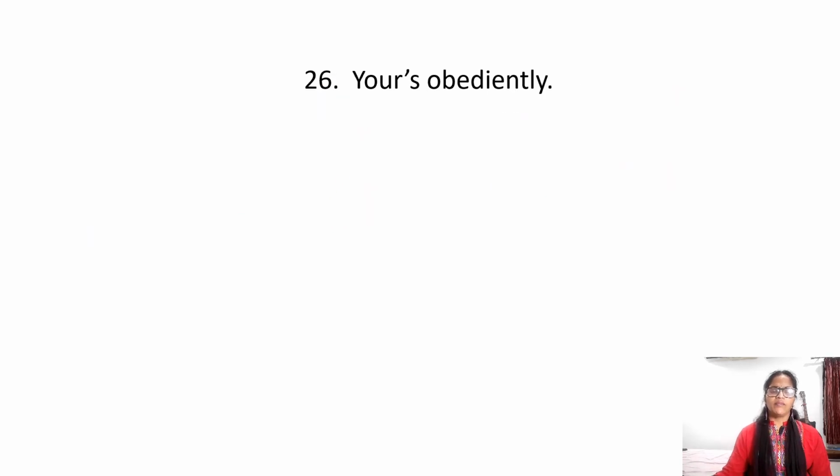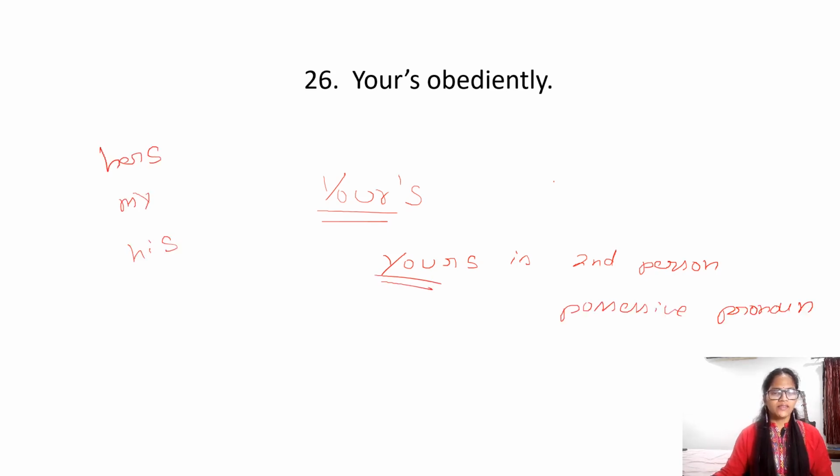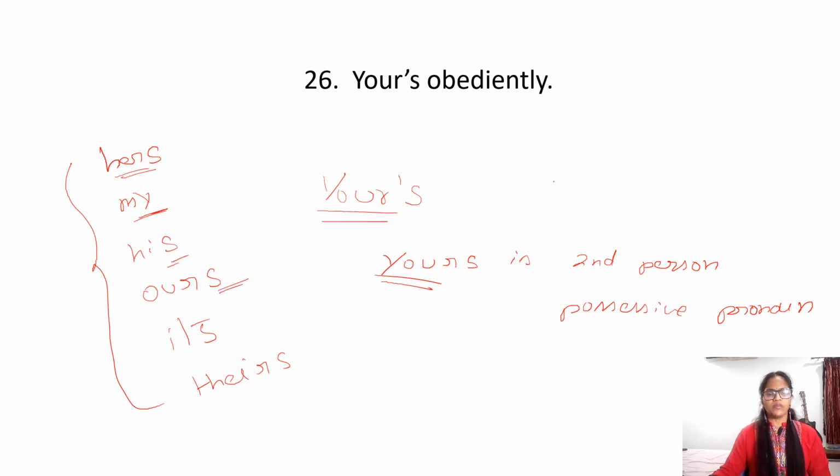Yours obediently. Now this is one of the mistakes I have seen most of the students committing. Yours is a second person possessive pronoun like hers, my, his, ours, its, theirs. All these are possessive pronouns. Hers is a third person possessive pronoun. My, first person. His, again third person. Ours, first person possessive pronoun. So in all these possessive pronouns we should not use apostrophe s, right? Similarly, yours itself is a second person possessive pronoun. Usage of apostrophe between r and s is wrong. It has to be yours obediently.